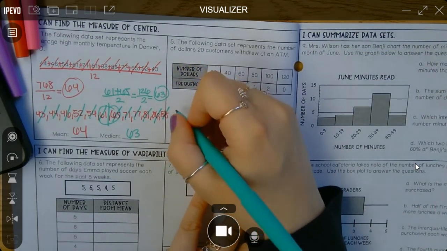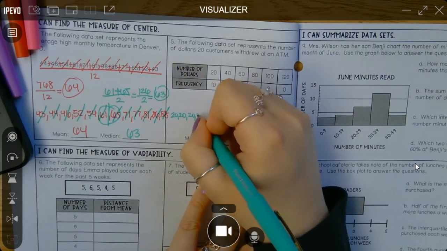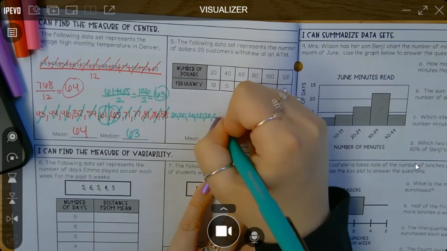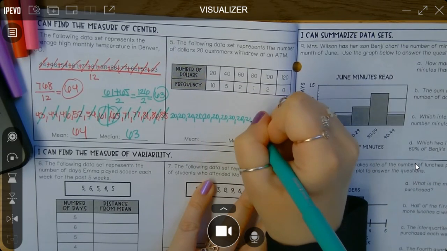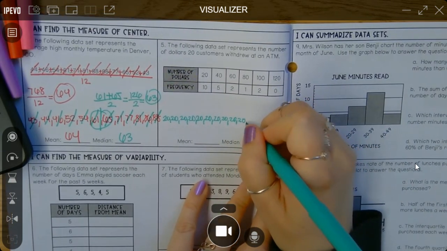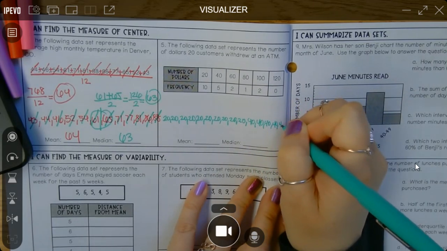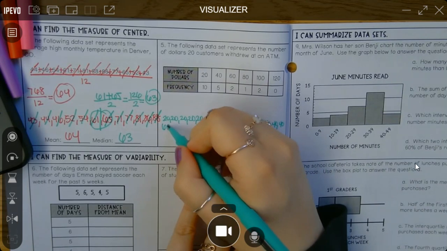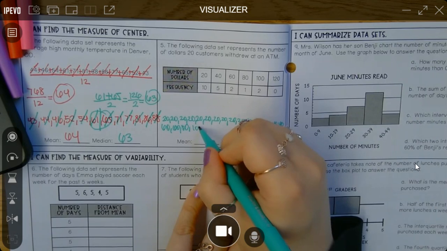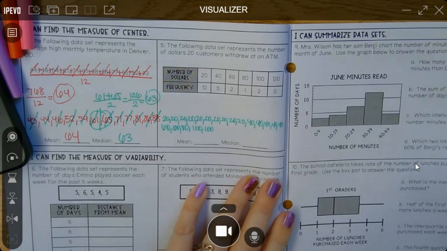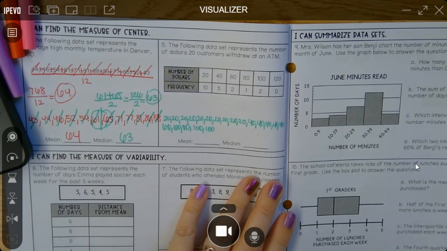So that would be 1, 2, 3, 4, 5, 6, 7, 8, 9, and 10. And then you have 5 40s. So 1, 2, 3, 4, 5 40s, and 2 60s, and 1 80, 2 100s, and no 120s. Okay, so that is my data set.